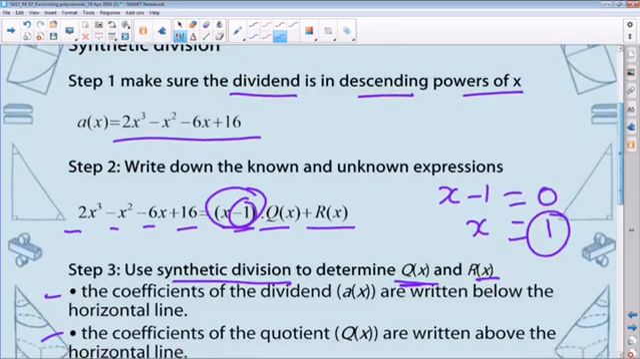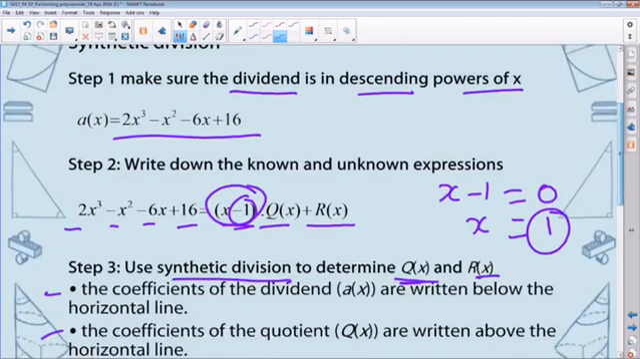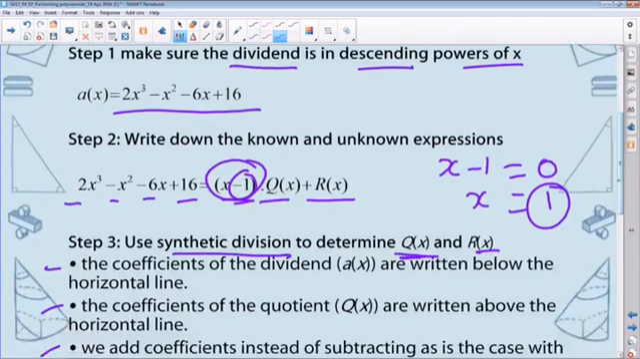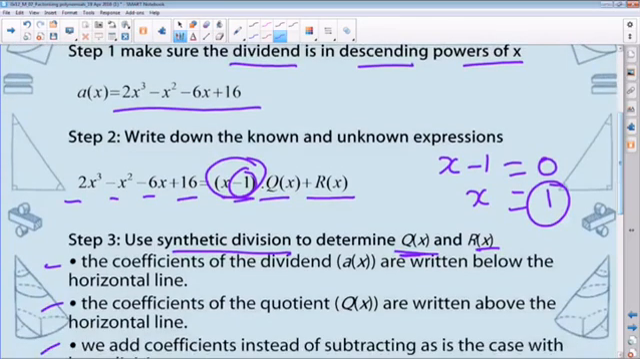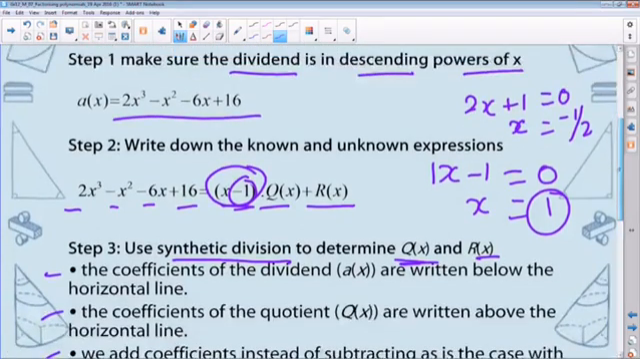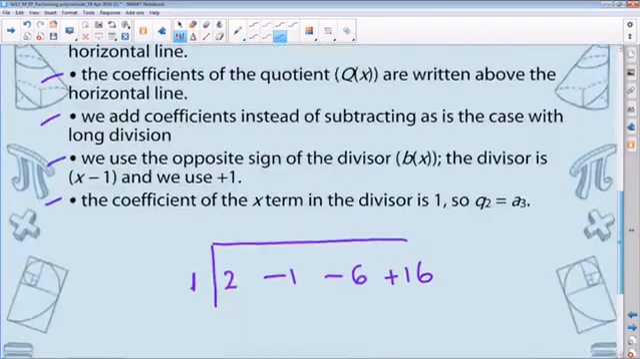I'll show you that this always works. Even if you're working with divisors where the coefficient is not 1, say you had 2x plus 1, then you make the coefficient of x 1 by saying if it was equal to 0, x would be equal to minus a half, and that's what you'll divide by. So you always change the sign, and it's always your constant divided by the coefficient of your linear variable.